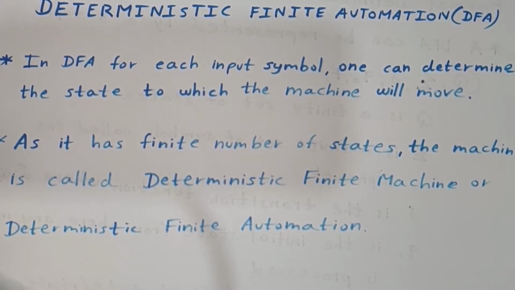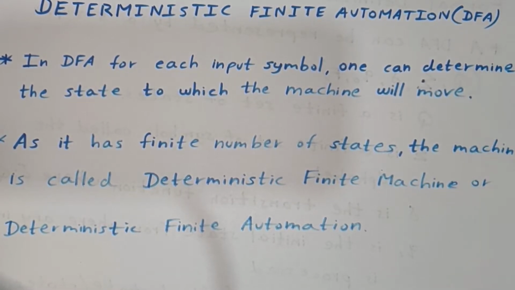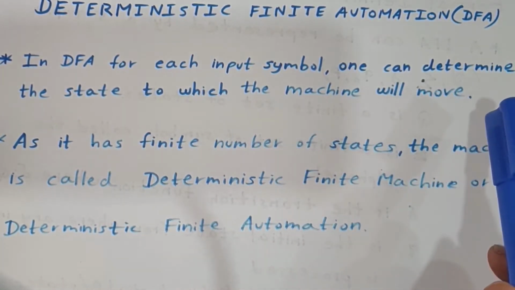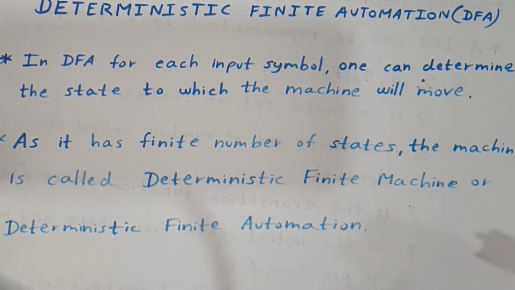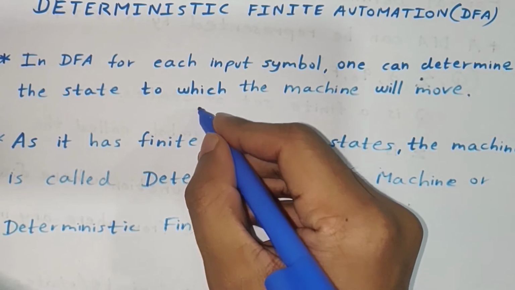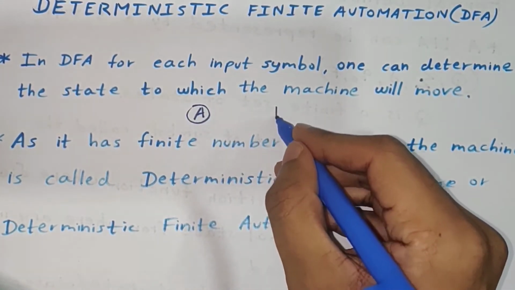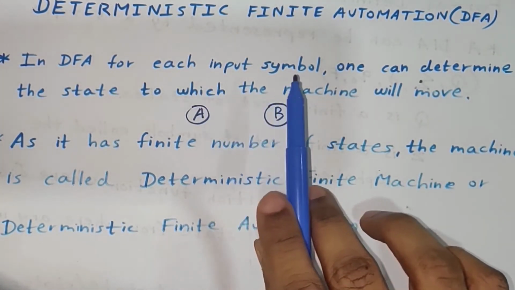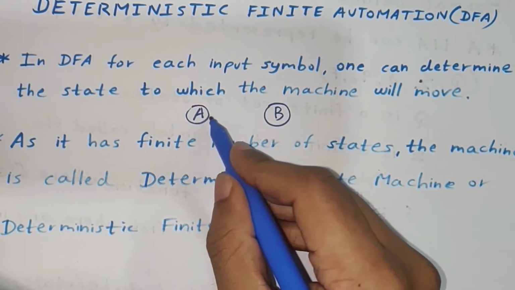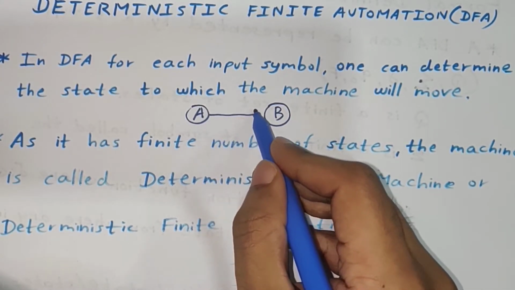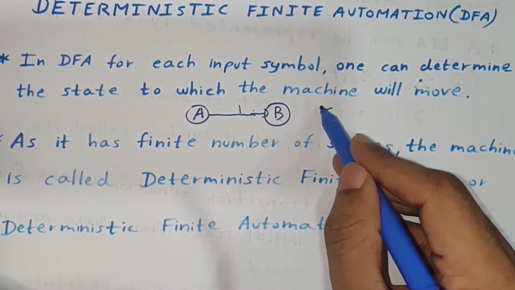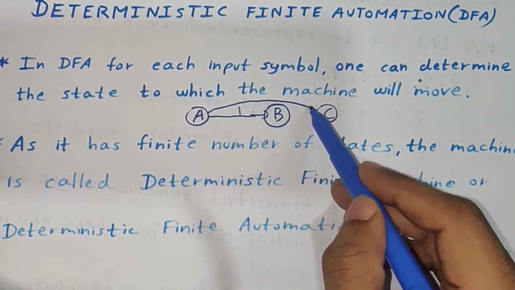So now we are going to see what is deterministic finite automaton, shortly called DFA. In a DFA, for each input symbol, one can determine the state to which the machine will move. For instance, take two states, A and B. For each input symbol, say for input symbol 1, it goes to B. On input symbol 0, let's take it that it goes to C.